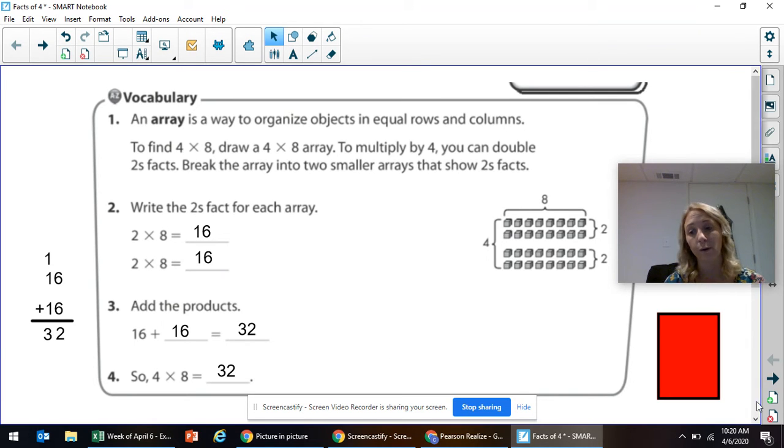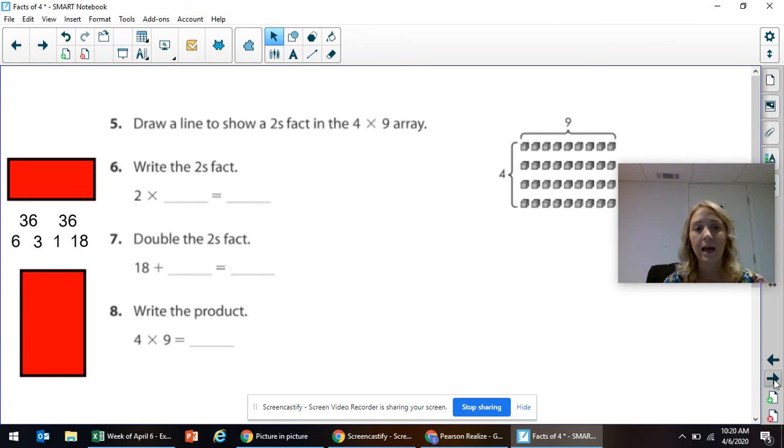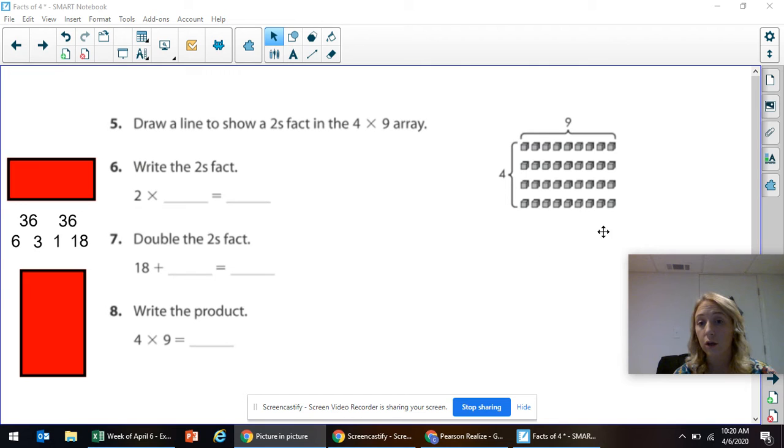Let's move on to the next one. Now, draw a line to show the 2's facts and the 4 times 9. So think about it. Where would we draw our 2's? How could we split 4 times 9? If you notice, you have your array. You made 4. Our rows go first. 1, 2, 3, 4 into 9. 4 times 9.